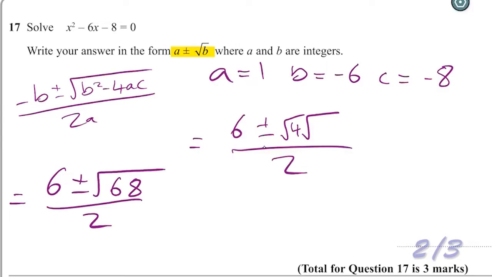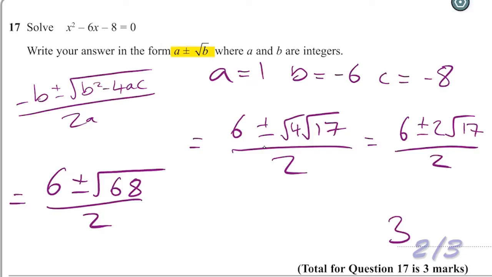So I need to split my 68 up into root 4 and root something else. Well, dividing 68 by 4, or halving it twice, 4 and 17. So that's going to be 4 times 17. So the root 4 will turn into root 2, so this will just give me 6 plus or minus 2 root 17 all over 2. And if we divide both those by 2, we end up with 3 plus or minus square root of 17.